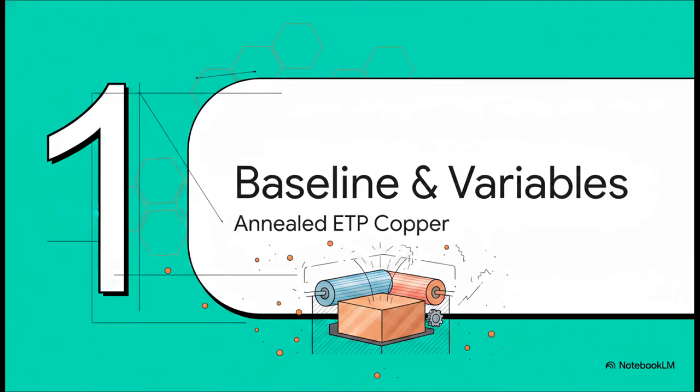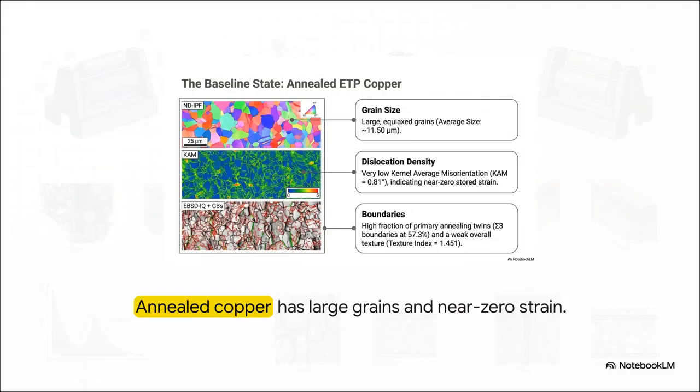Baseline and process variables. Okay, so our starting point is this incredibly pristine, annealed baseline state. What we're looking at here are large equiaxed grains. They're averaging right around 11.5 micrometers in size. And if you look at the kernel average misorientation, or KAM, it is remarkably low. We're talking just 0.81 degrees. Basically, this means we have near zero stored strain. It's literally a blank canvas before we introduce any severe plastic deformation.